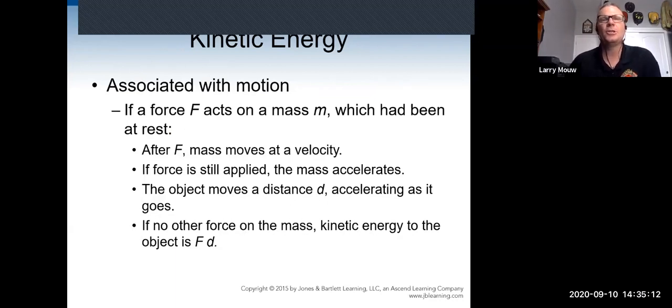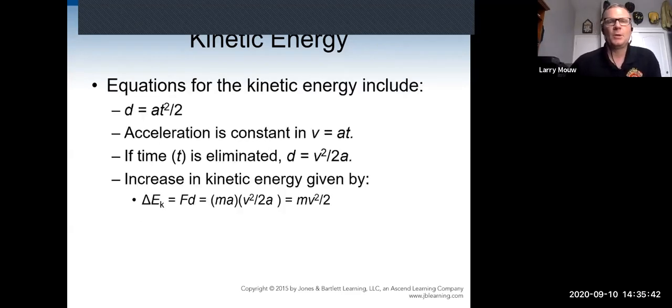Kinetic energy is energy associated with motion. It deals with the force that acts upon a mass which has been at rest. After the force, the mass moves at a certain velocity. If force is still applied, the mass accelerates. The object moves a distance, accelerating as it goes. If there is no other force on the mass, the kinetic energy of the object is the force times the distance. Here are some equations dealing with kinetic energy.